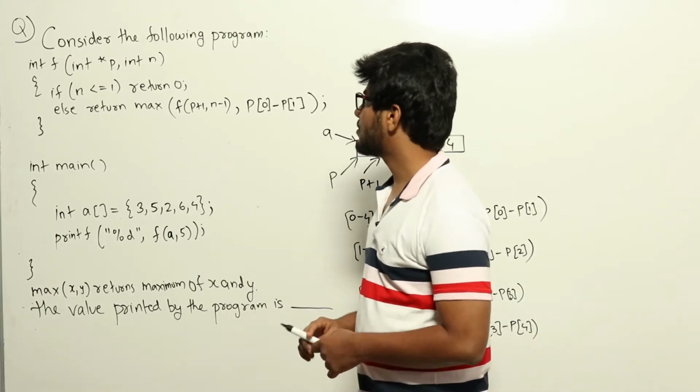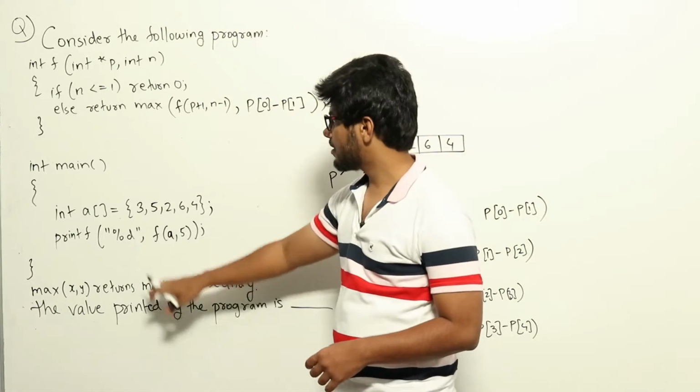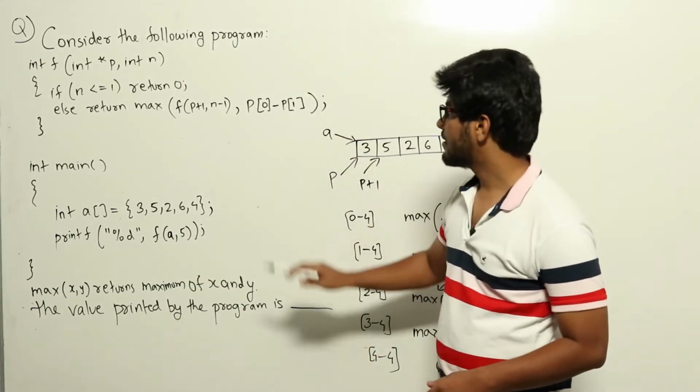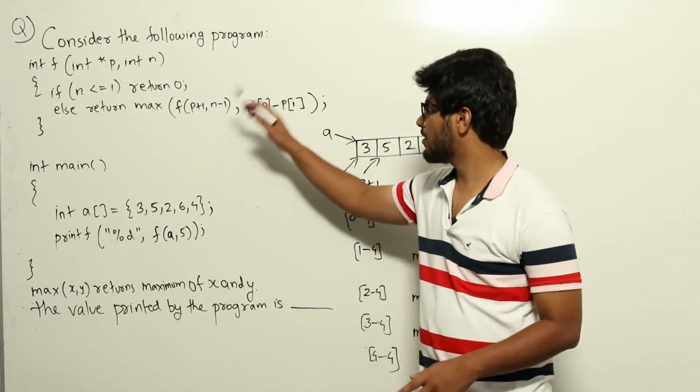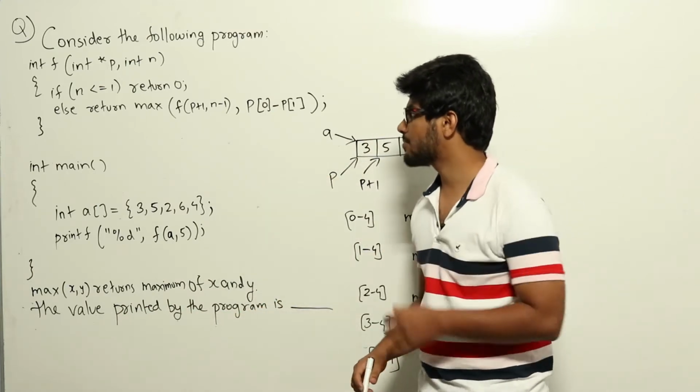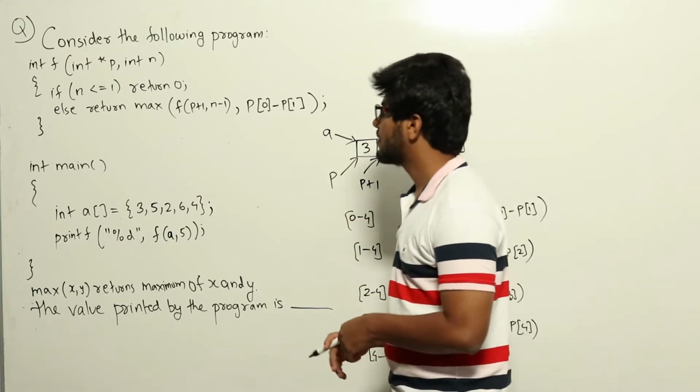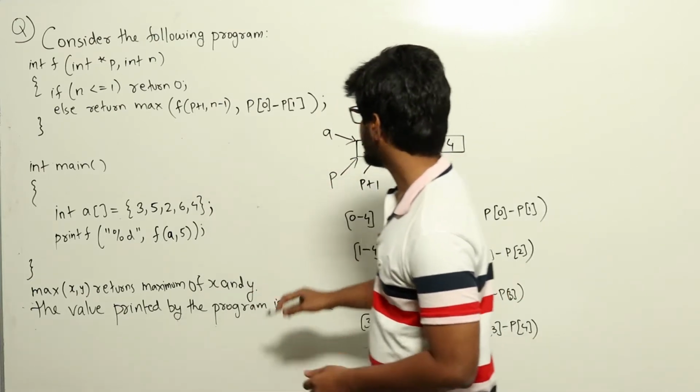This is a C programming question. They have given us this particular code snippet and they are asking, the value printed by the program is dash. We need to find out what the value would be that is printed by this program. So let's take a look at this program here.